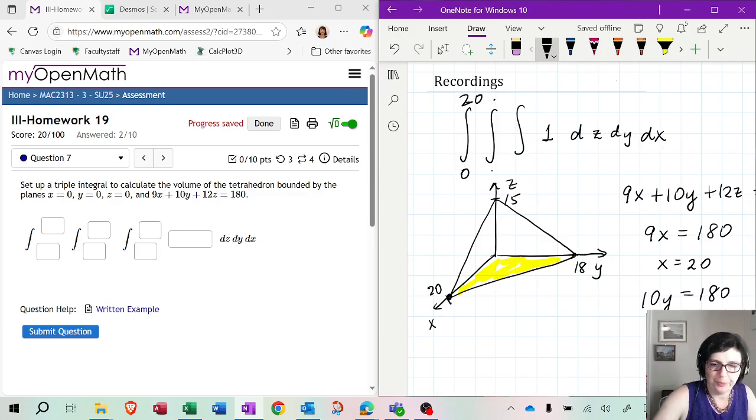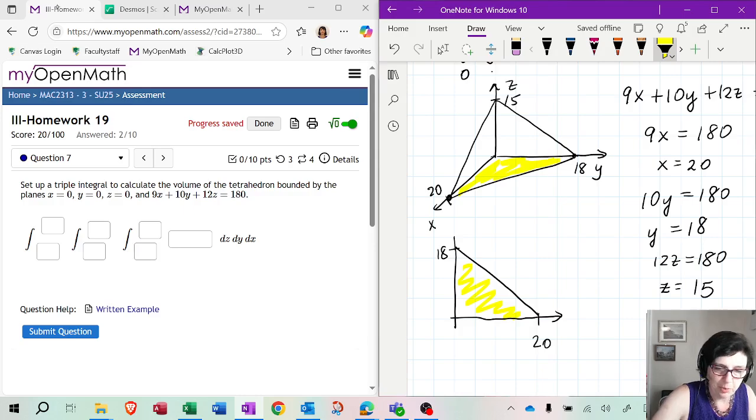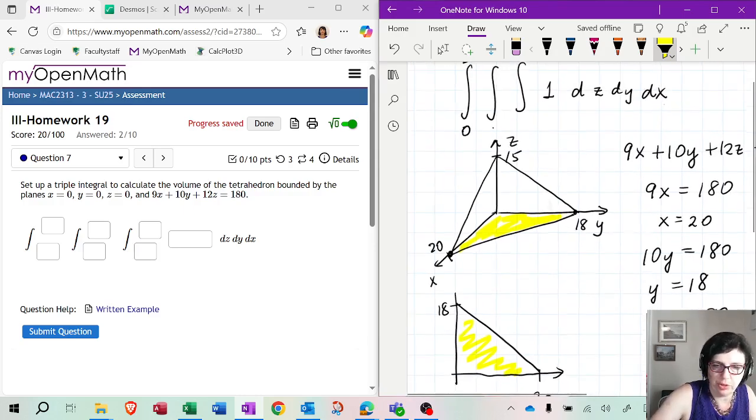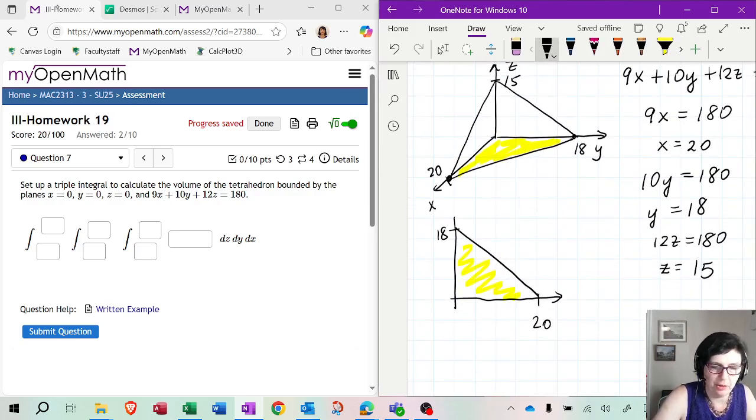What about the middle? If I just draw the actual triangle, again not to scale, this is 20, and this is 18, and there's your line. The region that we are integrating over is this right here. The bottom curve is clearly going to be y equals 0. And then the top curve is going to be that slanted line, which has a negative slope of 18 over 20 and a y-intercept of 18. 18 over 20 is 9/10, so you can come up with it that way.